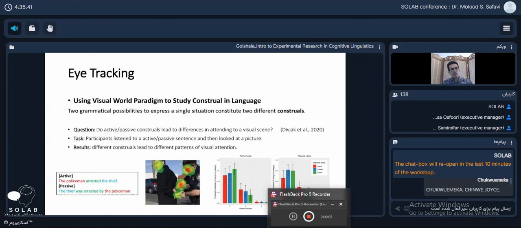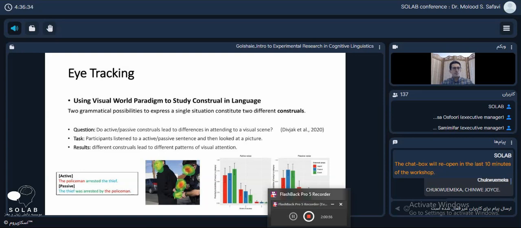I have one example here, citing Diviak et al., 2020. They used the visual world paradigm to study construal in language. As you know, the concept of construal is very important in cognitive grammar. To define construal, we can say that two grammatical possibilities to express a single situation constitute two different construals. So, for example, if you have an active and a passive sentence describing the same situation, you have two different construals.